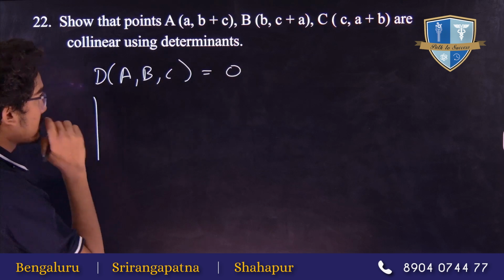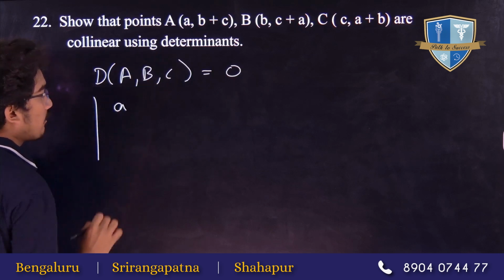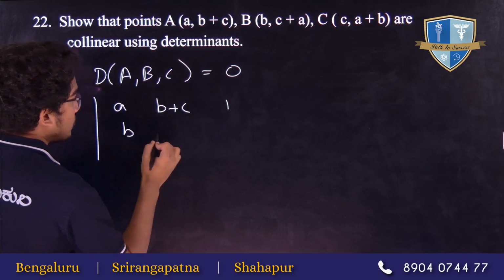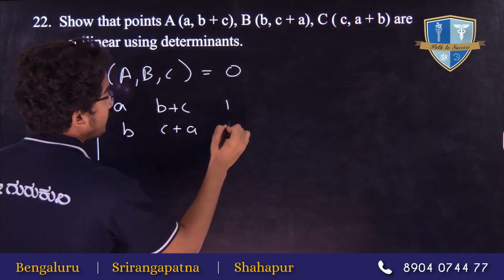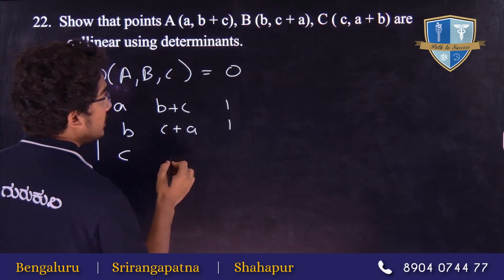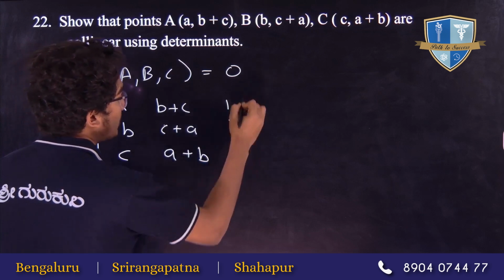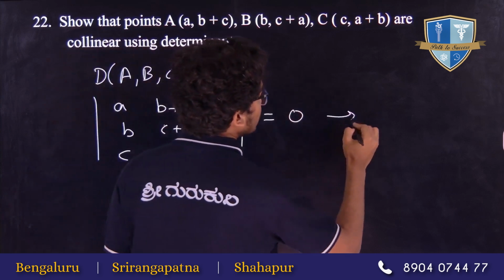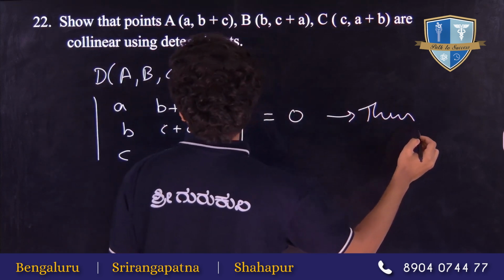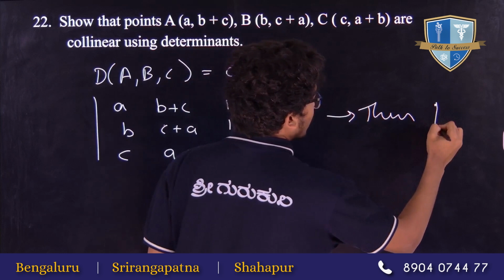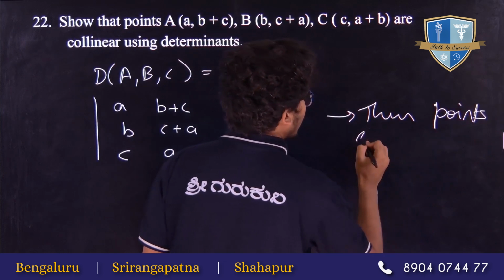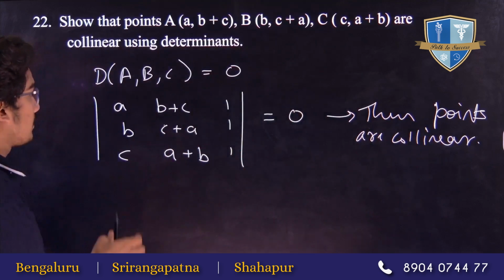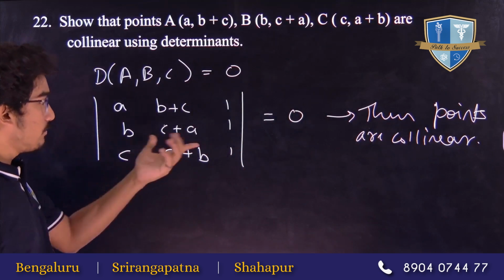The determinant of A, B, C means first we write the x coordinate of A, the y coordinate, and 1. Similarly for B: x coordinate, y coordinate, 1. Similarly for C: x coordinate, y coordinate, and 1. If this is equal to 0, then the three points are collinear. Correct. So we are supposed to prove this determinant is equal to 0.